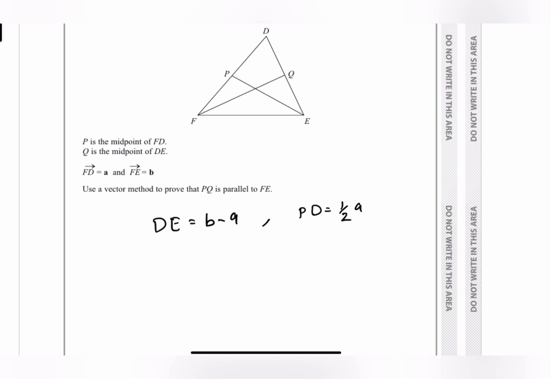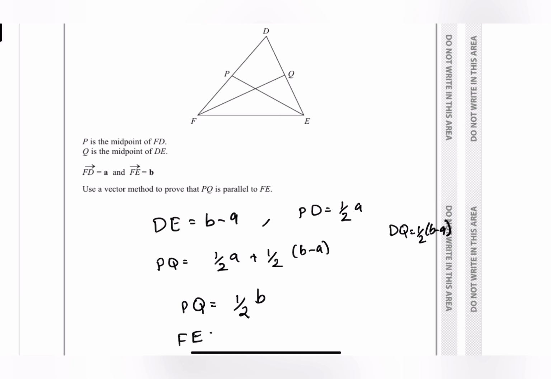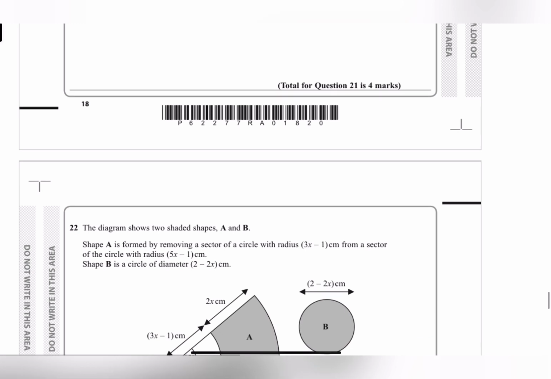So when you use that assumption, you can say PQ is equal to 1 over 2A plus half B minus A, where B minus A is DE and DQ is half B minus A. So you can say PQ from there as half B. So you say FE will be equal to 2PQ. So they are parallel. Now let's move on to the next problem.